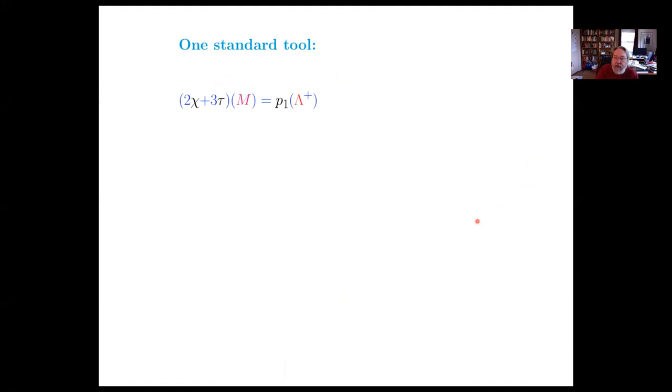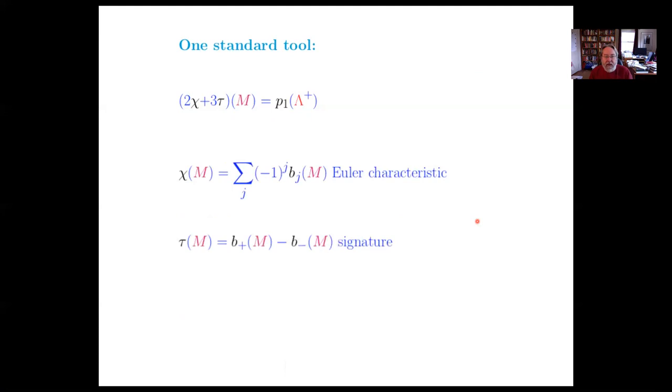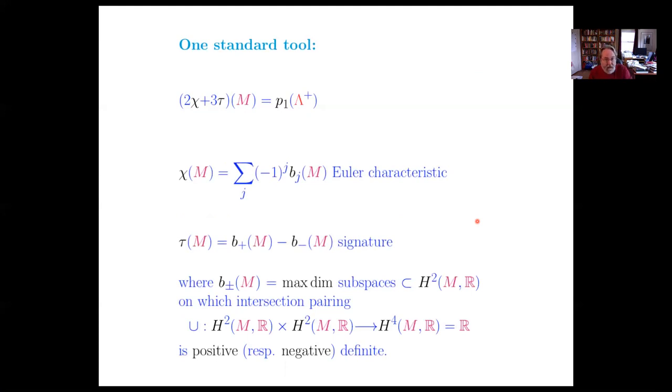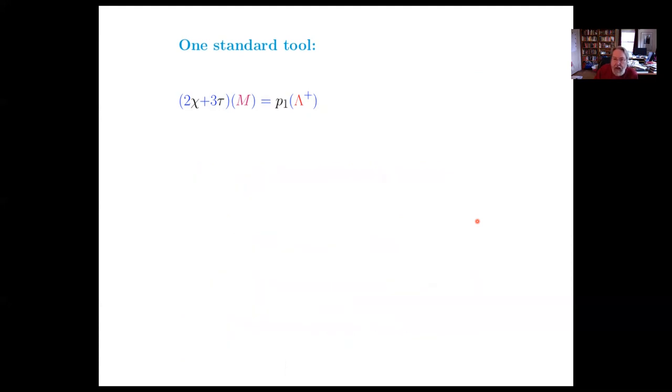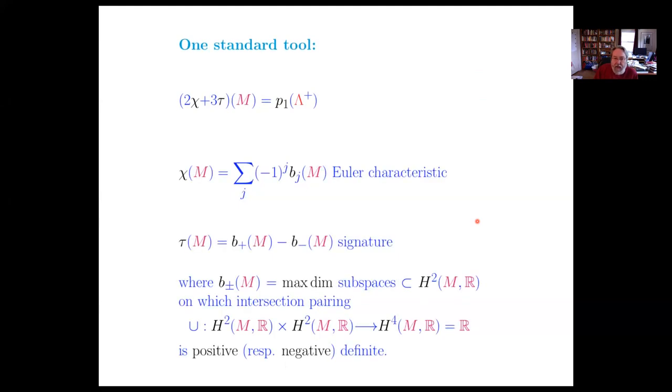You could ask what's its first Pontryagin class. That's basically a number because it's an element of H4; you can integrate it on the manifold. When you do that, it's just twice the Euler characteristic plus 3 times the signature. So there are a couple of basic invariants of a four-manifold: the Euler characteristic, and the signature, which is b plus minus b minus, where b plus and b minus are respectively the dimensions of maximal subspaces of the second cohomology on which the intersection form is positive or negative definite. It turns out that the signature is actually the first Pontryagin class of the tangent bundle over 3.